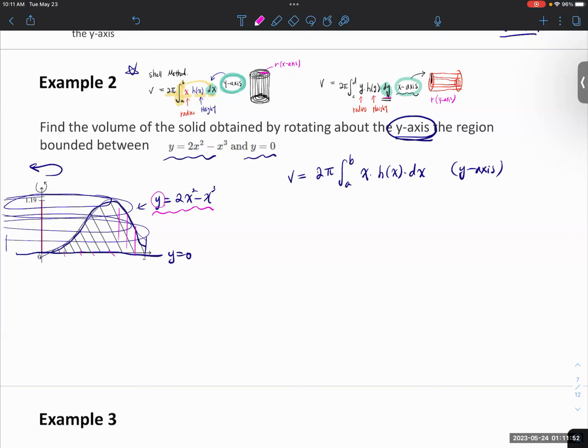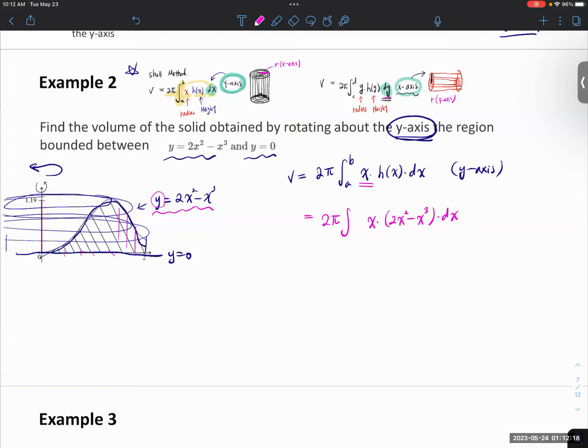So we know the height function, and the x is a radius. We don't need to change anything. So here, 2 pi x times the height function, 2x squared minus x cubed, dx. Okay, and then let's think about the inner ball. So the inner ball, do we have it? No, we don't have it.